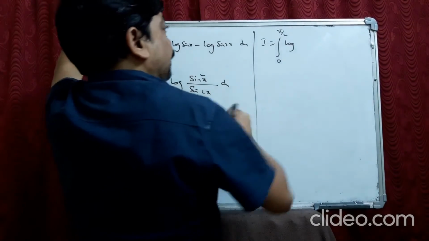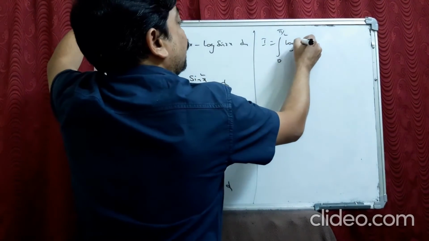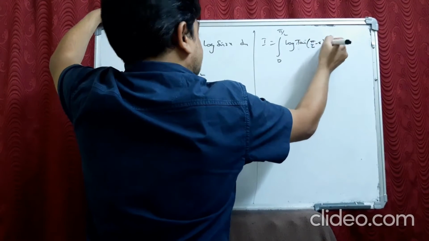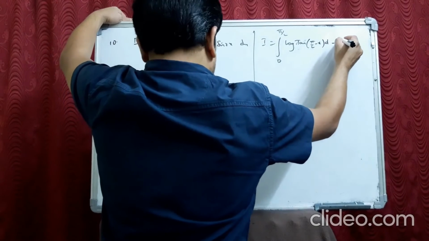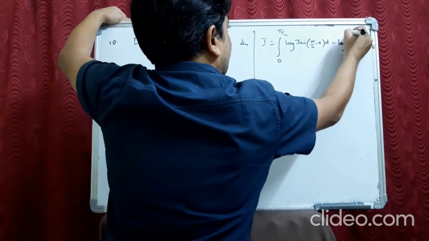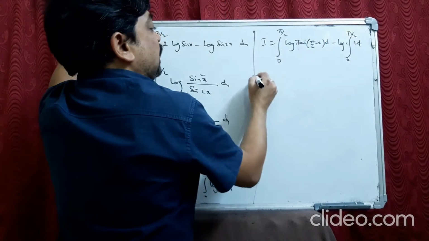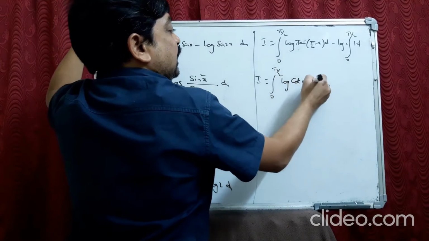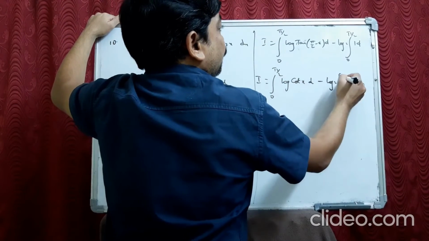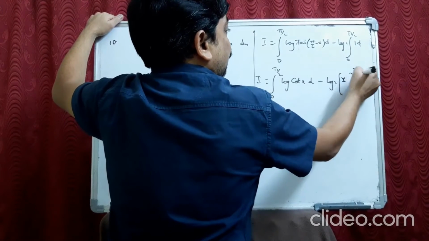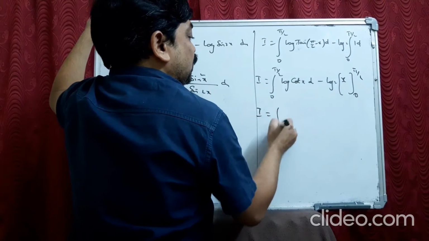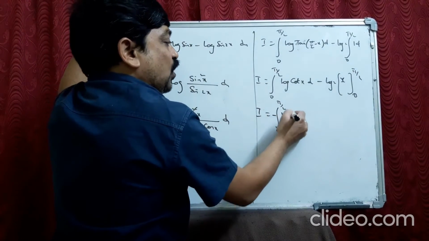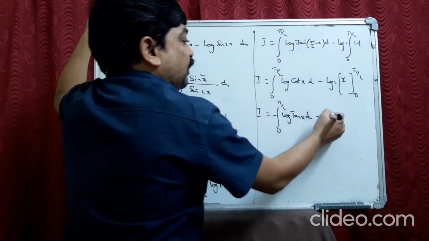So I is equal to the integral from 0 to pi by 2 of log tan x. When we apply the property, it becomes log of tan of pi by 2 minus x dx, minus log 2 outside the integral from 0 to pi by 2 of 1 dx. I is equal to the integral of log cot x dx, and for log 2 it becomes x from 0 to pi by 2. If you write tan x power minus 1, it becomes minus log tan x, so that it becomes an odd function.